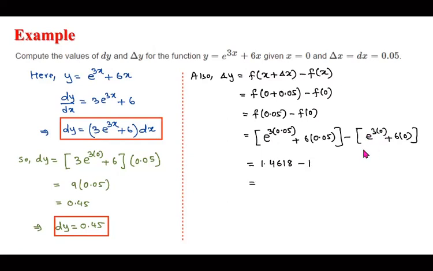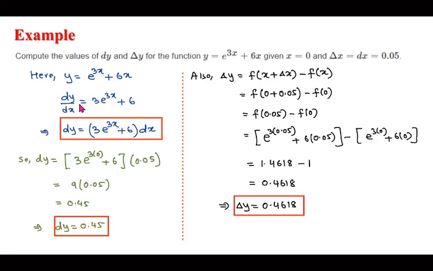And if you subtract, it will be 0.4618. So meaning of that is the value of delta y is 0.4618. So this is how we can use the differentials to calculate the differential dy and delta y. Quite simple example, okay? Always remember, if you want to find the differential dy, you use the derivative.